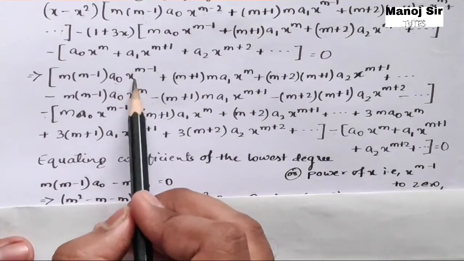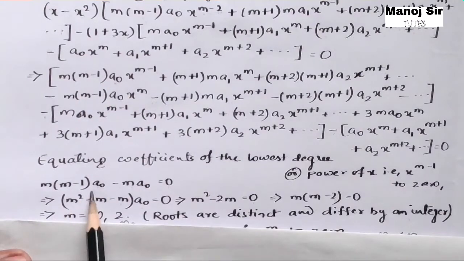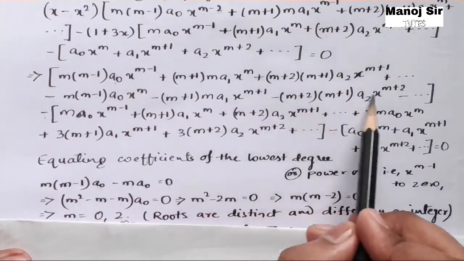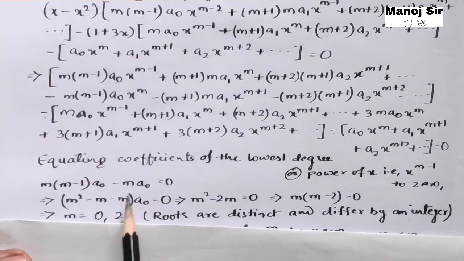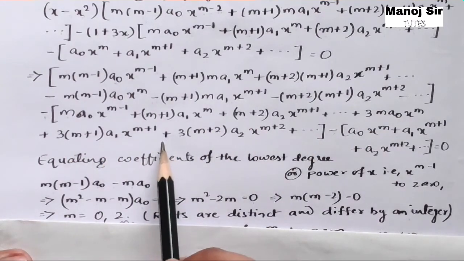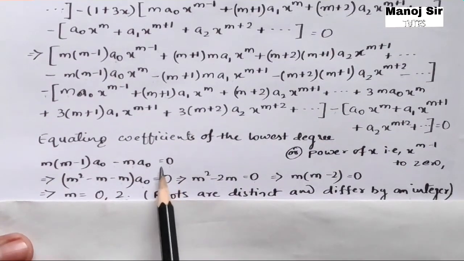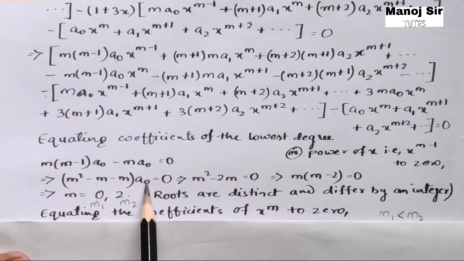Here you can see the coefficient of x to the power m minus 1 is m into m minus 1 into a naught. Again, the coefficient of x to the power m minus 1 in the other term will be minus of m into a naught. And this is equal to 0. Now we are taking a naught common. You will get m square minus m, here we have minus m, and a naught is taken common already. This will be equal to 0.